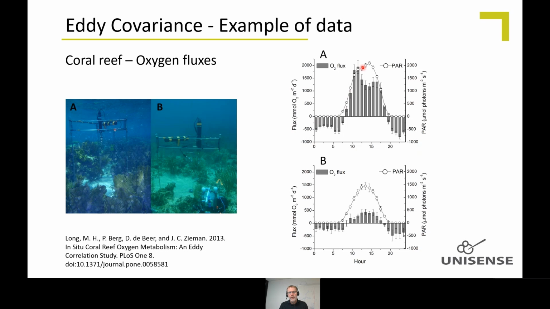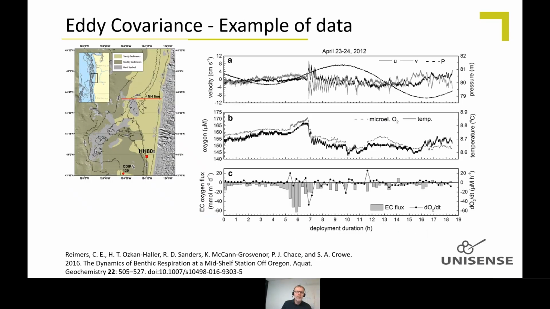This line with the open symbols indicates light intensity. So during daylight, there's a release of oxygen from the coral reef community. And during nighttime, there's an oxygen uptake. The pattern is the same at station B, but the activities are a bit lower, and so is the light intensity. This one was a little bit deeper than this one, and there's also a less dense community. So this is a way of getting data that would be really, really difficult, if not impossible, to get in other ways.